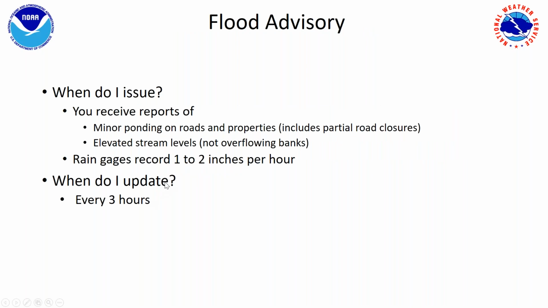Flood advisory. This is used for just nuisance flooding, minor road ponding or just some stream rises, but it's not coming out of banks and causing an impact. For rainfall data, if you get 1 to 2 inch per hour rates, that's kind of within flood advisory level. Of course, if it continues for a long time over the same place, then that can result in property damage. But typically a lot of places can handle short duration 1 to 2 inch per hour rates.